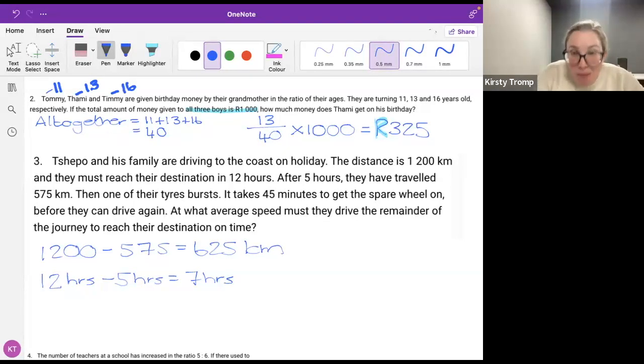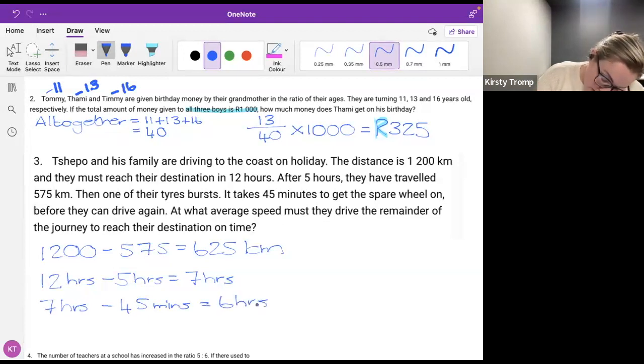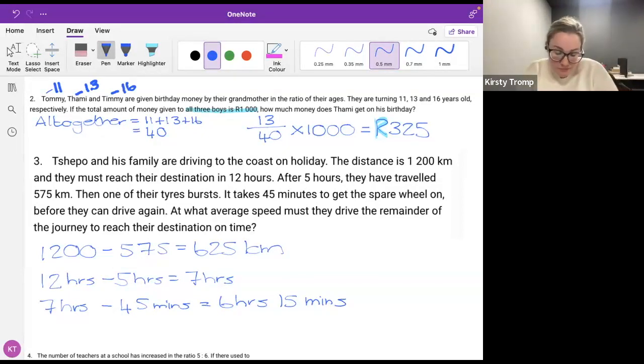Okay, then the tire popped. So what happened after the tire burst? It took them 45 minutes to change the tire. Now be very careful. A lot of students get caught here. If we're looking at 45 minutes to change the tire, that means that 7 hours minus 45 minutes leaves me with 6 hours and 15 minutes, hey? 6 hours and 15 minutes.